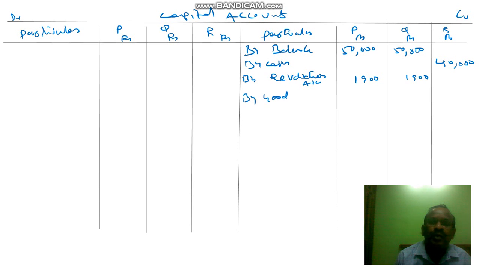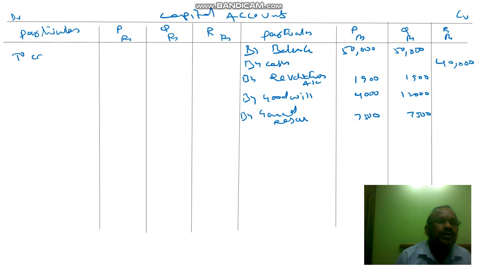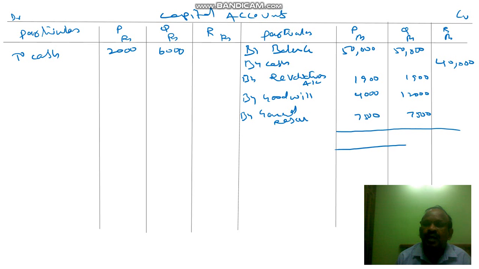By goodwill, already you know, I told many times, 4,000, 12,000. By general reserve, 7,500. So here they bring some cash to their home. P is 2,000, Q is 6,000. Whatever the amount they bring to their home, that will be debited in the capital accounts of the partners.